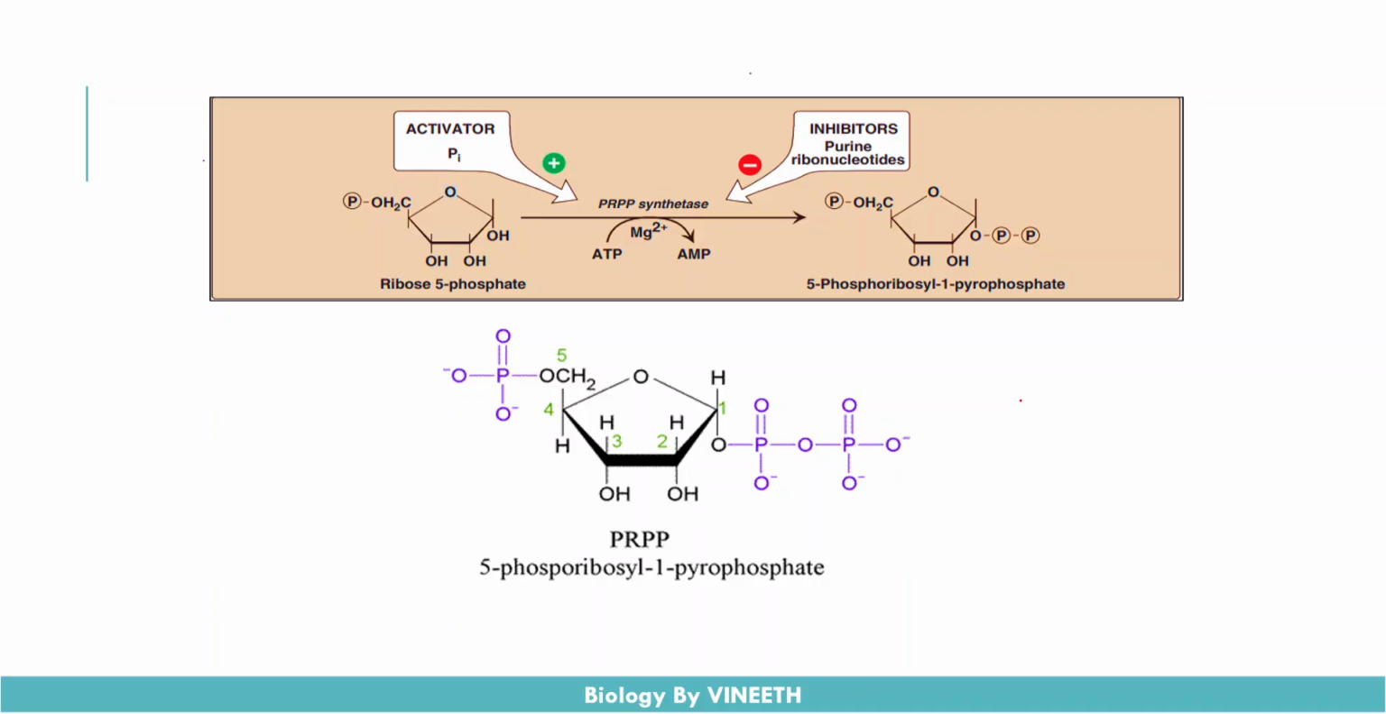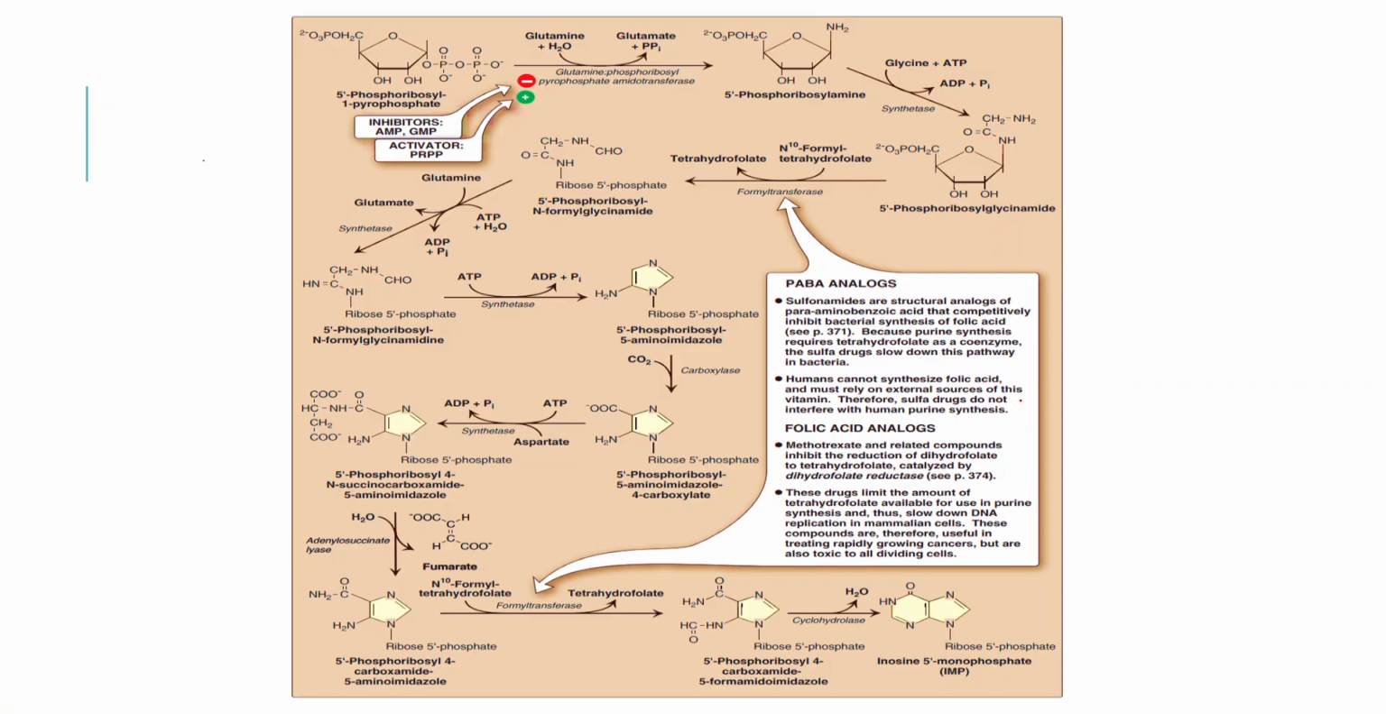When there are abundant levels of the purine nucleotides inside the cytoplasm or inside the nucleus, there would be no further requirement for these nucleotides. So these nucleotides inhibit the initial steps of this synthesis pathway. Okay, so this kind of inhibition, I've already told you, is known as negative feedback regulation. Okay, and the activator for this step is inorganic phosphate. Okay, if there are abundant levels of inorganic phosphate inside the cytoplasm, then the synthesis pathway gets initiated.